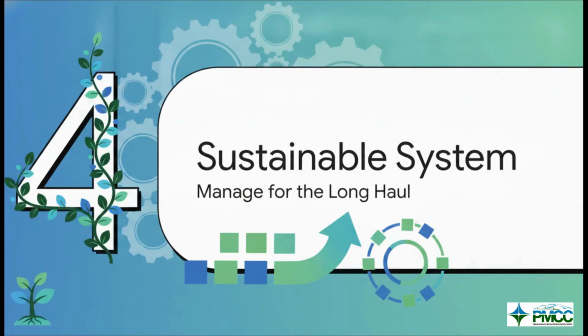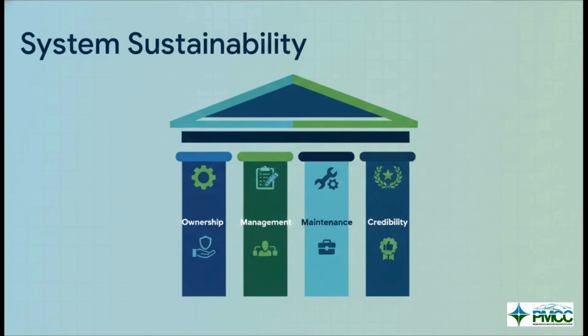All right, Section 4. Building a sustainable system. Managing for the long haul. If you want to stop your M&E system from decaying over time, you need 4 core pillars. First is ownership. You need a strong political champion who constantly stresses that good performance data is non-negotiable.